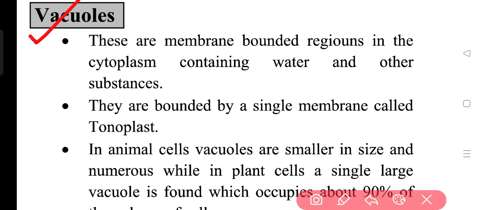First point about the vacuole: these are membrane-bounded regions in the cytoplasm containing water and other substances. Mainly, vacuoles are bounded regions present in the plant cell only. Second point, they are bounded by a single membrane called the tonoplast. Very important, remember this: they are bounded by a single membrane called the tonoplast.